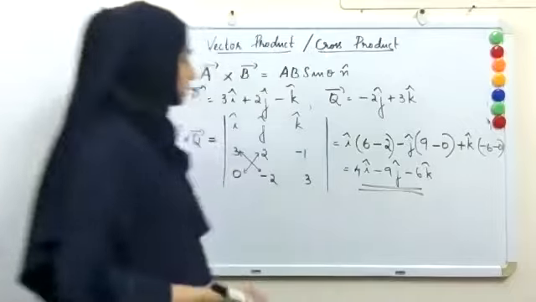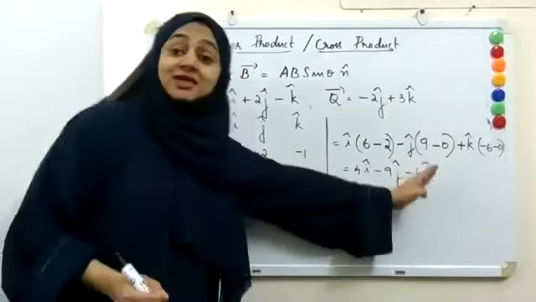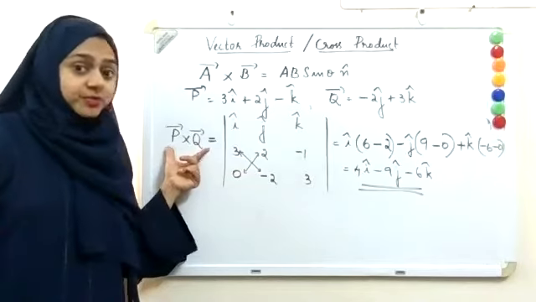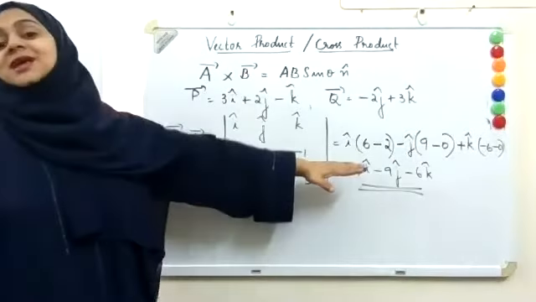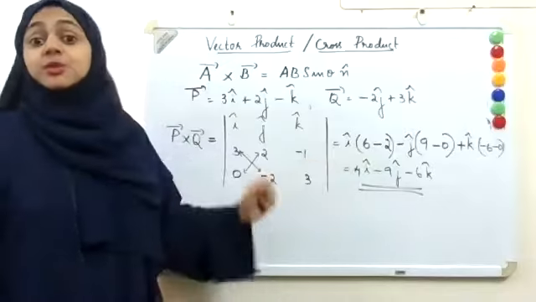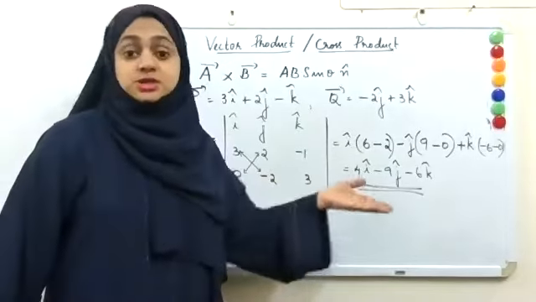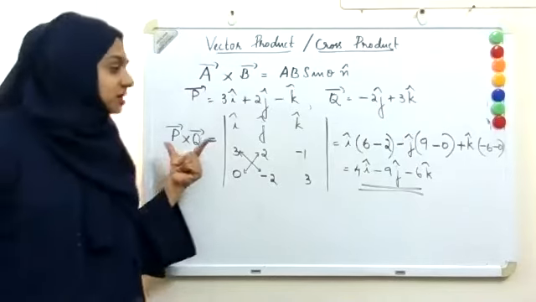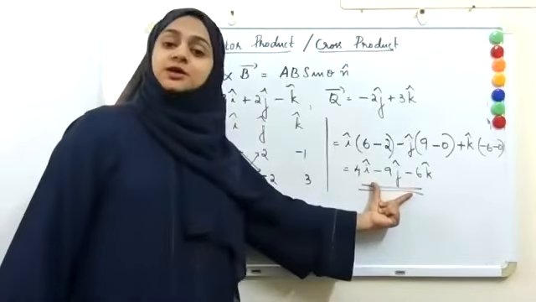So you got i, j, k in the result. When you found the dot product using the component form, you didn't get i, j, k there, right? Because it is a scalar quantity, just a number. But when you find the cross product between two vectors, you will get another vector.